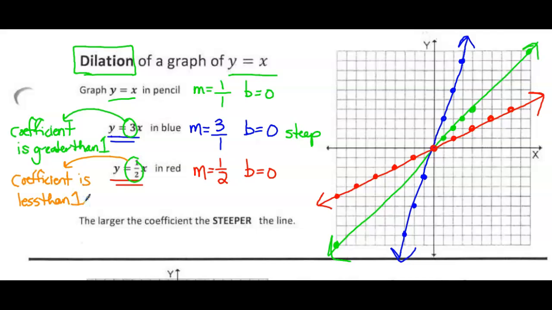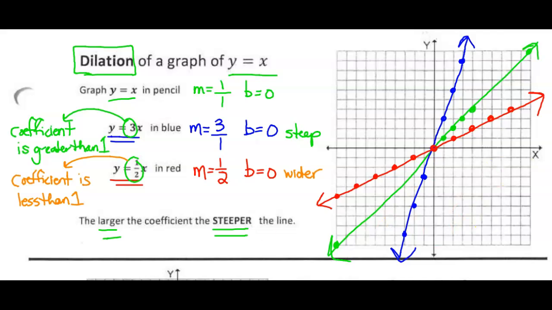And what we notice about the red line on the graph, it goes wider. It's a wider line. The red line is wider than the green. The blue line is steeper than the green. So it says the larger the coefficient, the steeper the line. So if it's greater than 1, it's going to become a steeper line. So that's our first one.